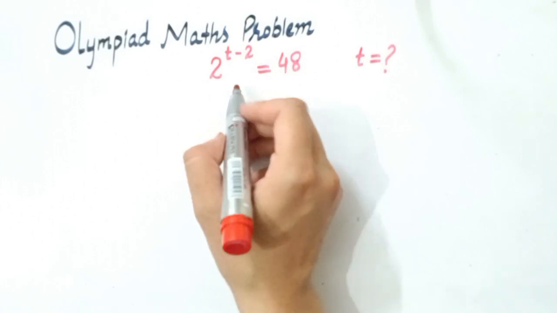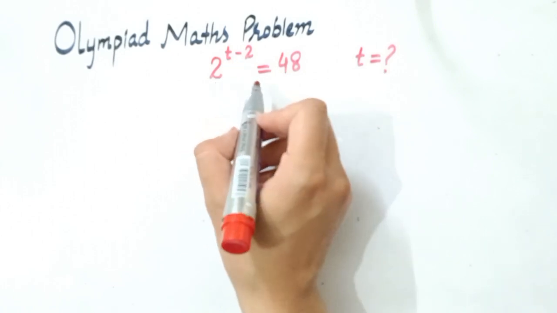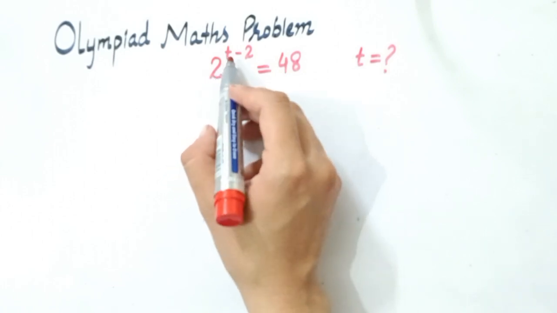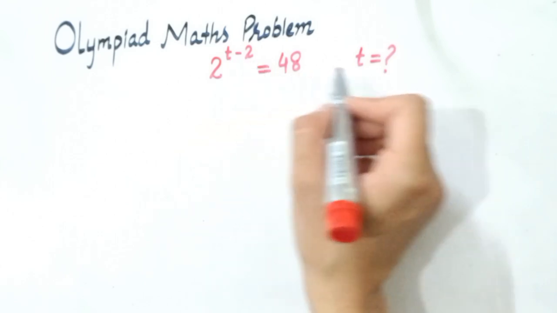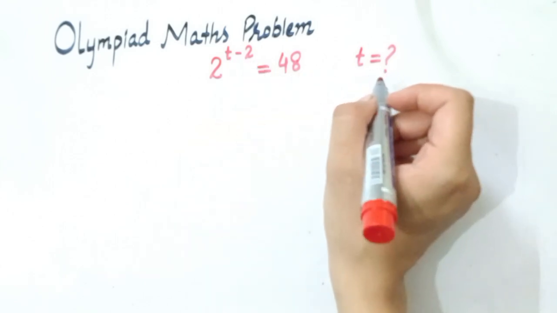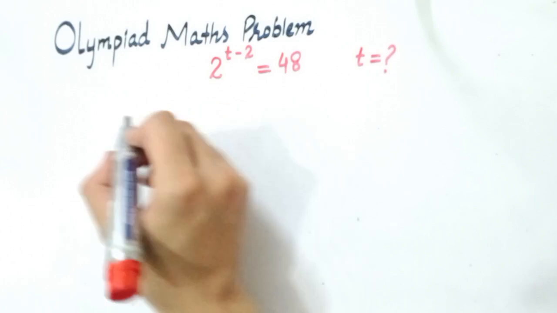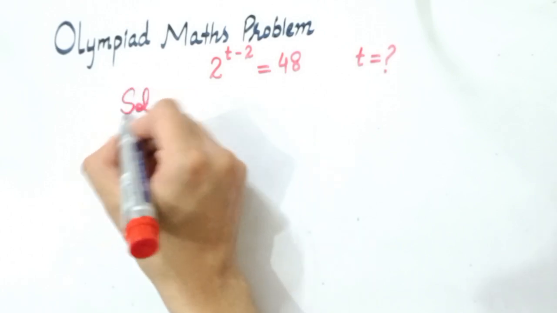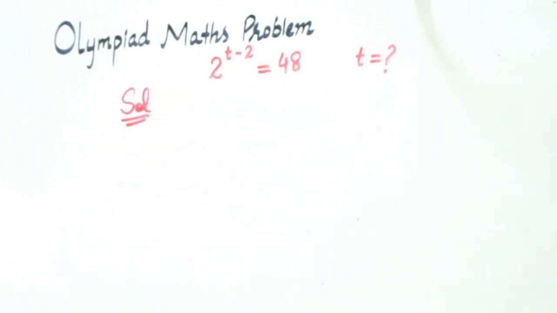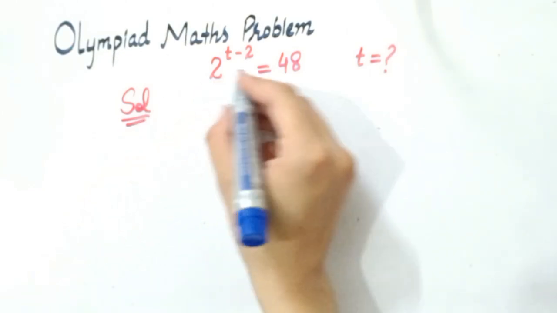In today's video we will solve a very interesting Olympiad math problem that is 2 raised to power t minus 2 equals 48. You have to find the value of t. So how will we solve this question? First of all, we will take log on both sides, or split this power first.